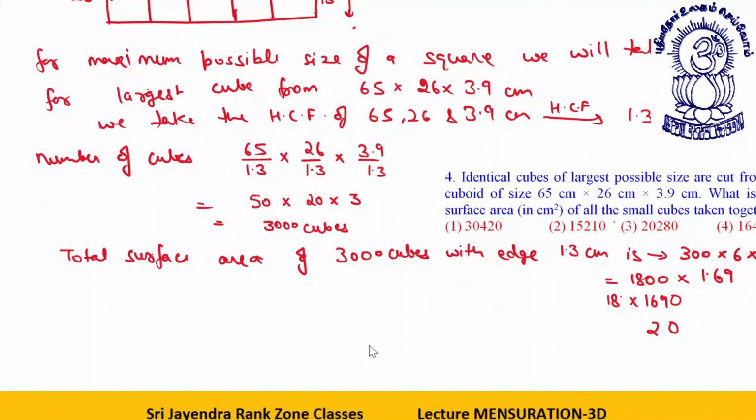Okay, only as per the last digit rule, 20 is the answer. Okay, 30420 is the answer. Option number 1 is your answer. Okay, next one.